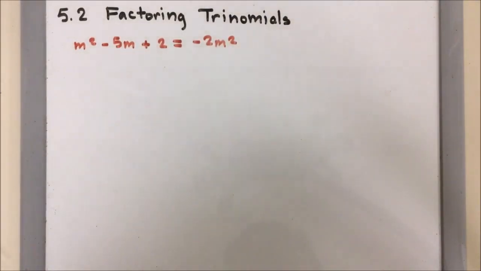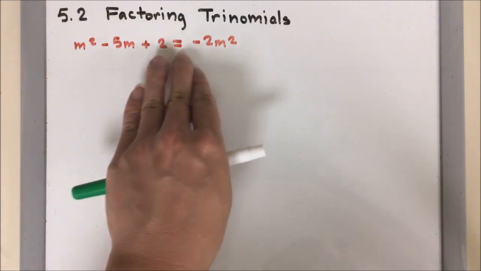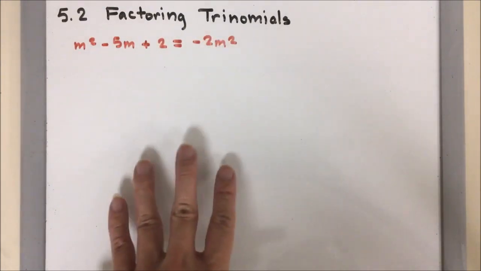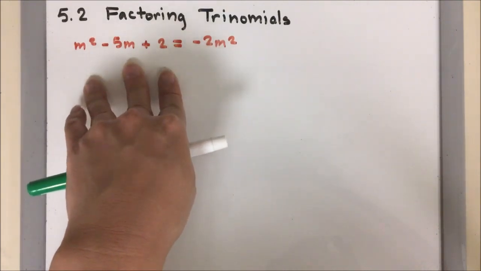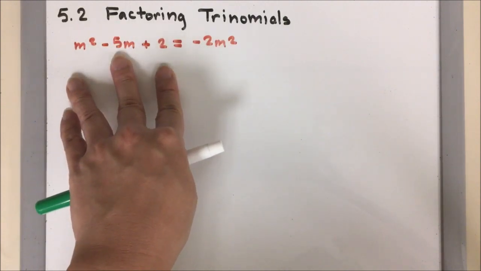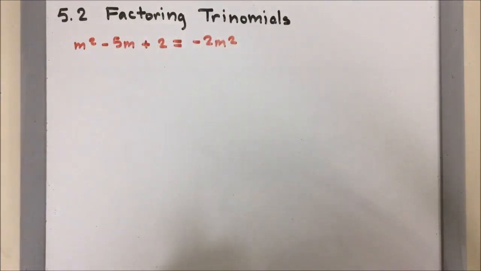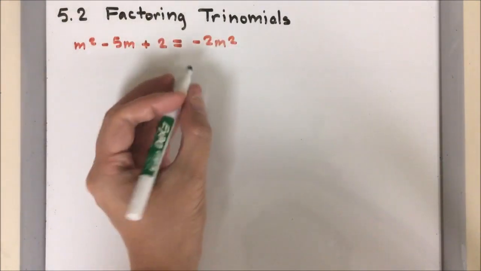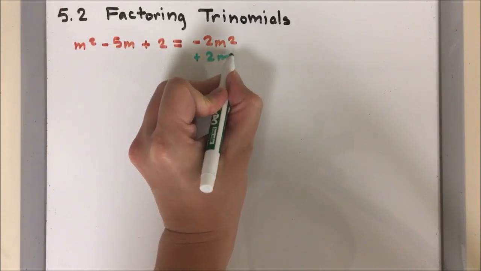So in this part, we're going to do the same process as in the previous example or the previous section. I have m squared minus 5m plus 2 equals negative 2m squared. So we want to have the polynomial, in this case the trinomial, equal to 0. I have most of my terms on the left side of the equal sign. So I'm going to cancel out the side with the least terms, in this case the negative 2m squared. So the opposite of negative 2m squared is plus 2m squared.